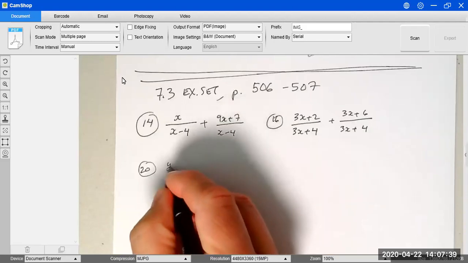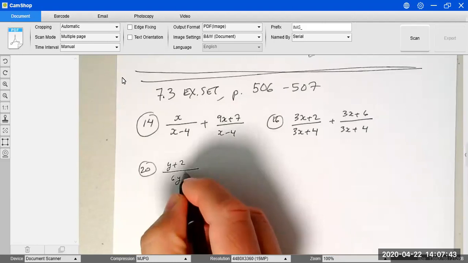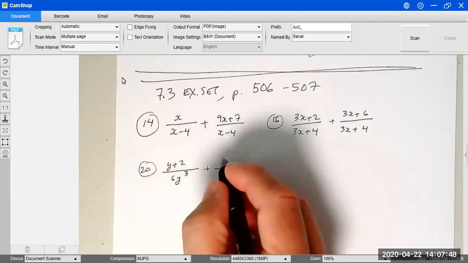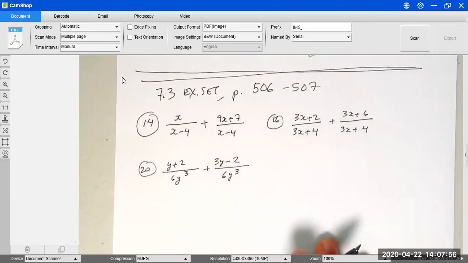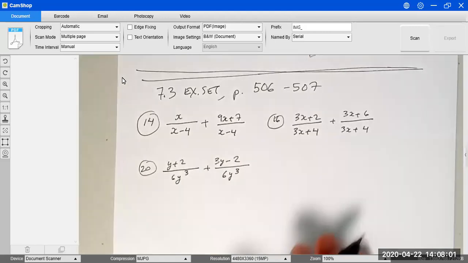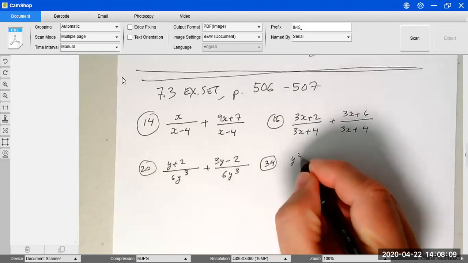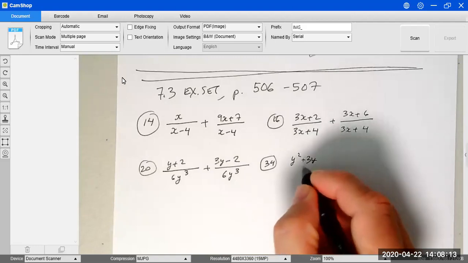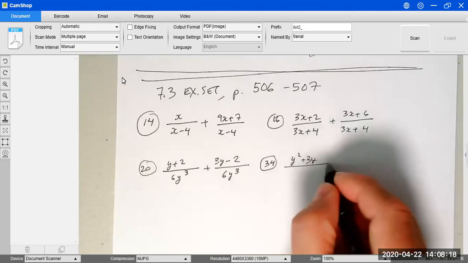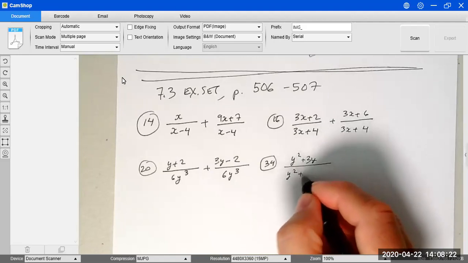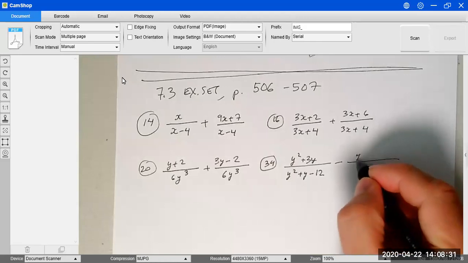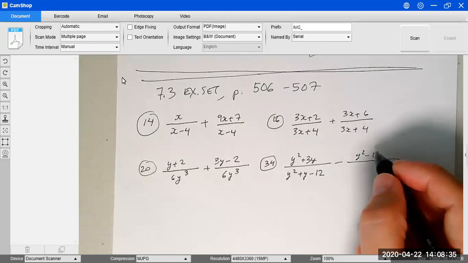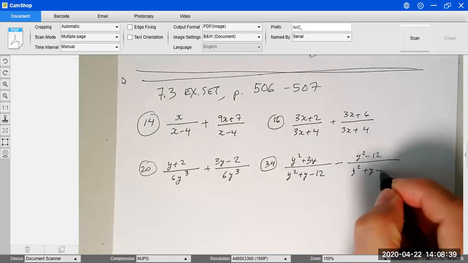Then we have problem 20. Problem 20, you have y plus 2 over 6y cubed plus 3y minus 2 over 6y cubed. Then problem 34. So we are covering all the possible scenarios that you might have in your final exam. So 34 is just y squared plus 3y over y squared plus y minus 12 minus, and the second rational expression is y squared minus 12 over y squared plus y minus 12.